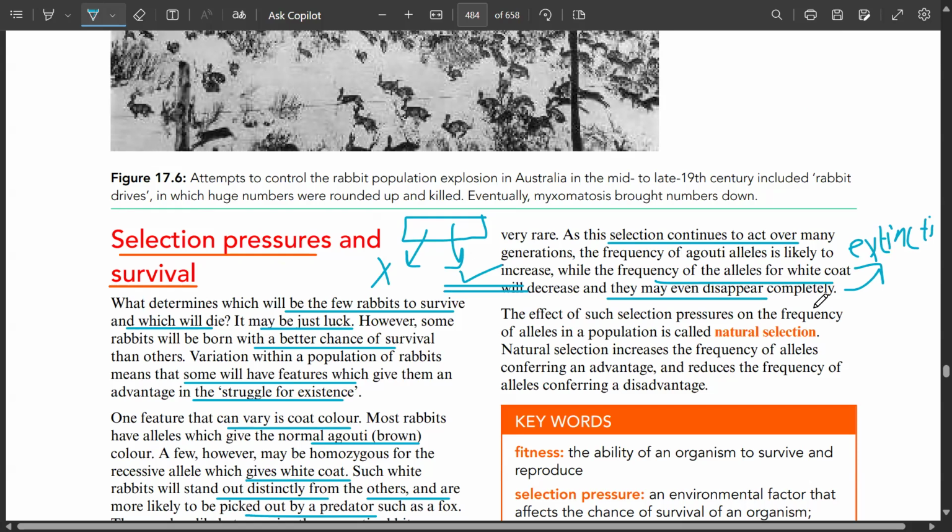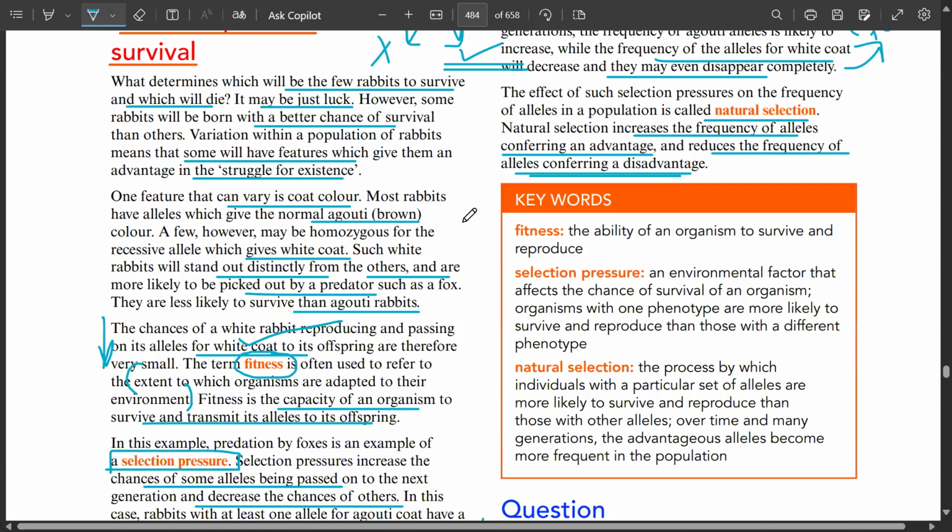The effect of such selection pressures on the frequency of alleles in a population is called natural selection. Natural selection increases the frequency of alleles conferring an advantage, and reduces the frequency of the alleles conferring a disadvantage. Fitness, as we just talked about, is the ability of an organism to survive and reproduce. Selection pressure is an environmental factor that affects the chance of survival of an organism.